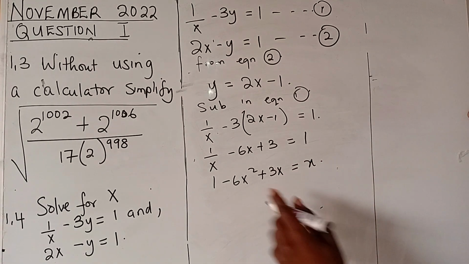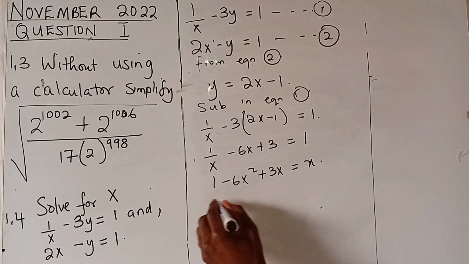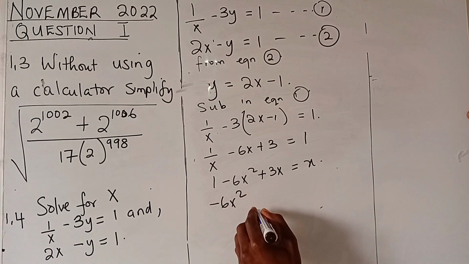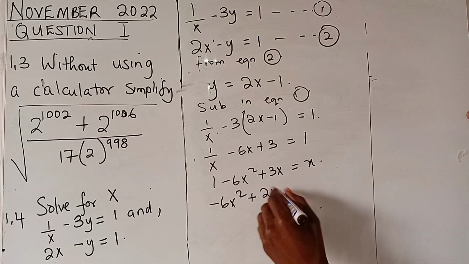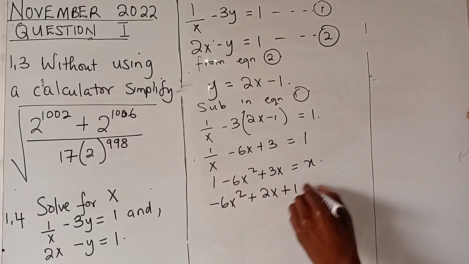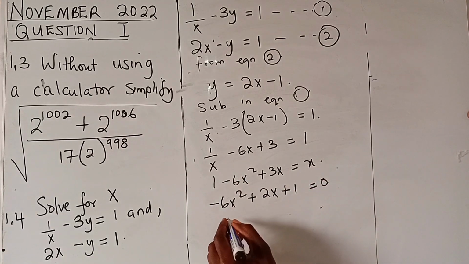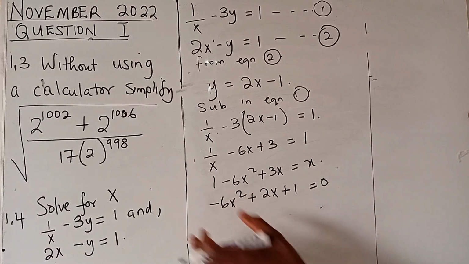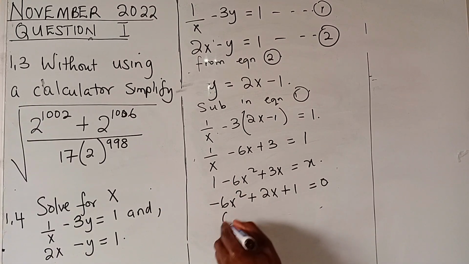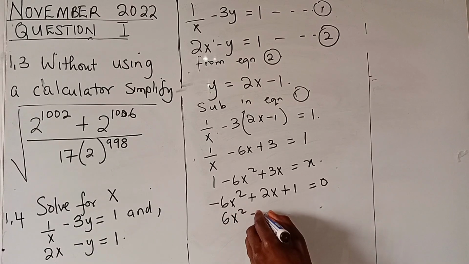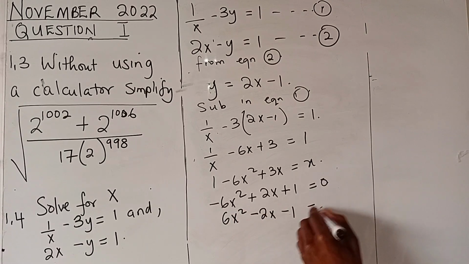So when we take everything here, we are going to have minus 6x squared. Then we transpose here, then we are going to have plus 2x. Then here, plus 1 is equal to 0. So now, let us just multiply everything by negative. We are going to have 6x squared minus 2x minus 1 is equal to 0.